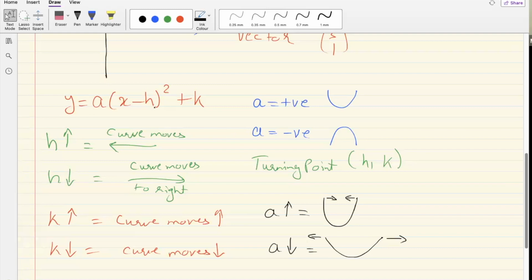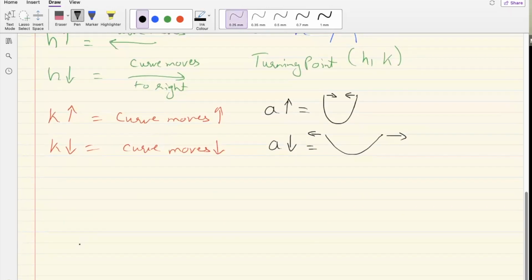Coming to examples, I will first change the values of h only. Y is equals to x minus 3 whole square plus 4. Yes, Mark. So when you say increase and decrease the value of h, it says the curve moves to the right. Does the turning point only move, or does the entire curve move? The entire curve.